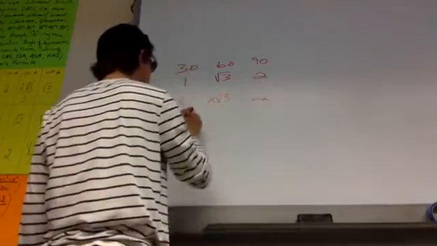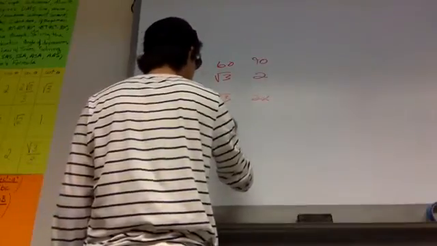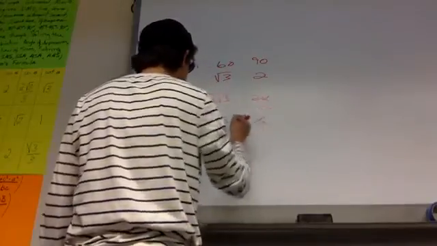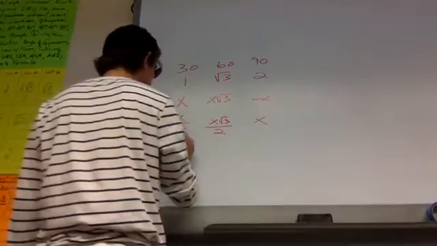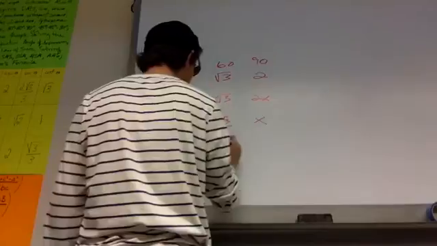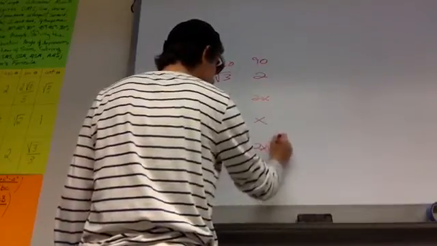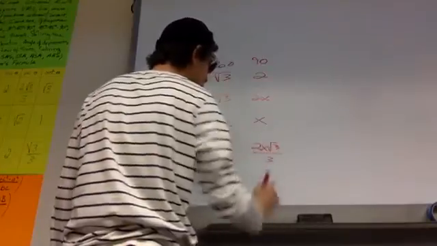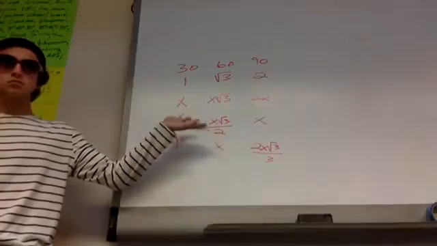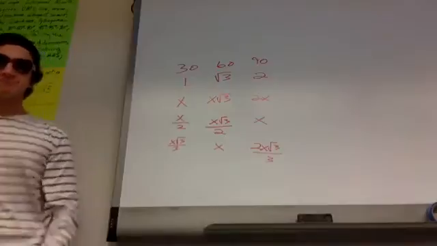Next, we can put x under 30, x root 3 under 60, and 2x under 90, and proceed with x over 2, x root 3 over 2, and x. Next, we can go x root 3 over 3, x, and 2x root 3 over 3. These are all ratios to one another. You can plug in any number for x and quickly find the values of the other two sides. The reason I've written 3 versions of the equation here is so x can equal any one of the sides.